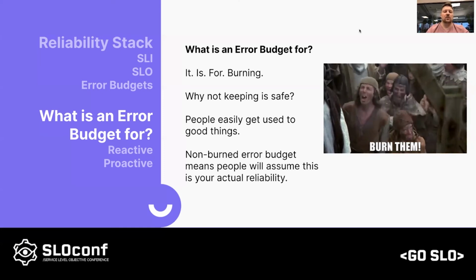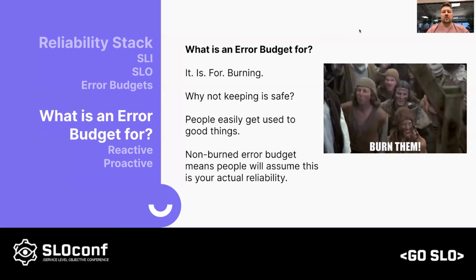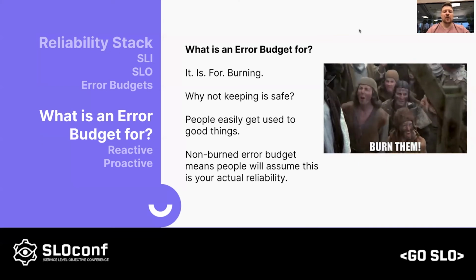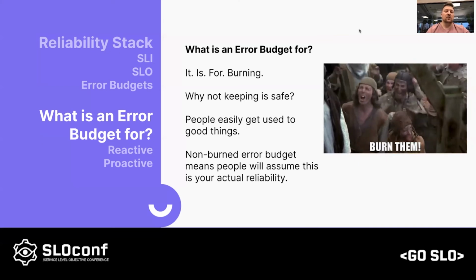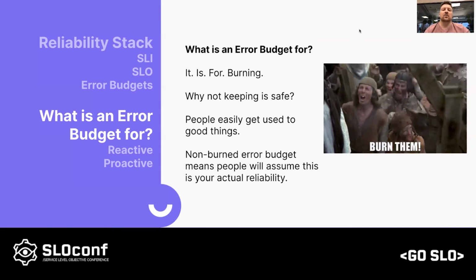Now, let's see what an error budget is good for. I grouped general purposes into two groups, reactive and proactive. Reactive means how you can react to the possibly near exhaustion error budget you already have. Proactive means how you can react to the budget surplus you have.